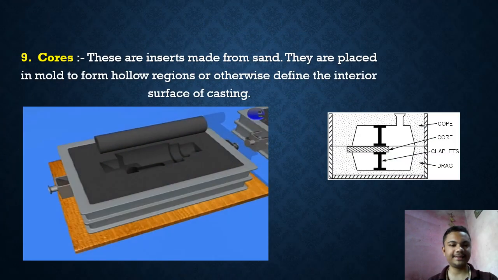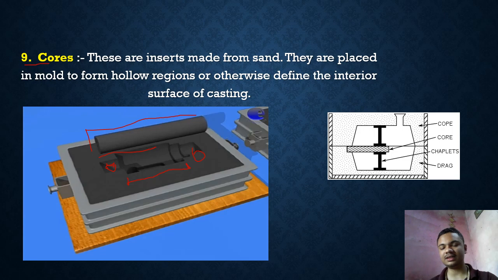Our next component is the core. If there is a hollow part in the casting to be produced, or some cavities present, we use cores. Cores are made up of sand and they are supported by core prints, and sometimes we use chaplets. You can see here this part is a core print and this is also a core print. Actually our job dimension is this, but the extra length is just for suspension of this core, so that it is suspended easily and we get the required hollowness in our job.